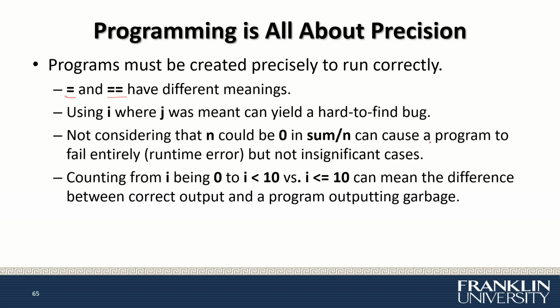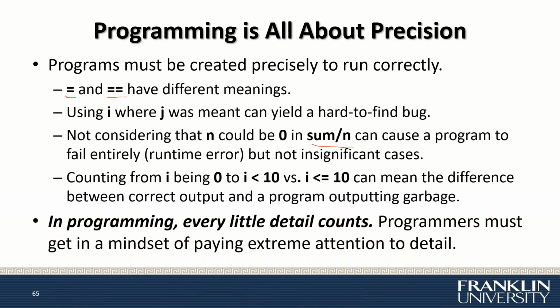Use some meaningful names. Not considering that n could be 0 in sum divided by n: if n is 0, you will get an error. You cannot divide a number by 0. Counting from I being 0 to I less than 10 versus I less than or equal to 10 can mean the difference between correct output and outputting garbage. In programming, every little detail counts. Programmers must get in the mindset of paying extreme attention to detail.